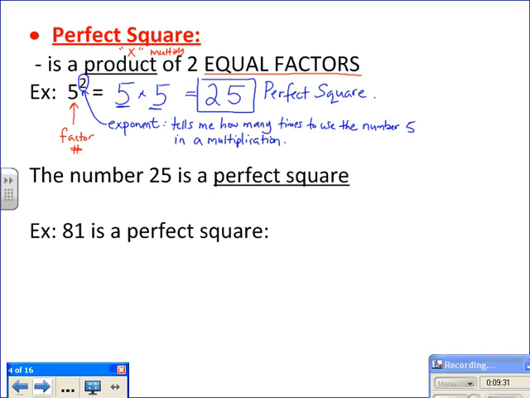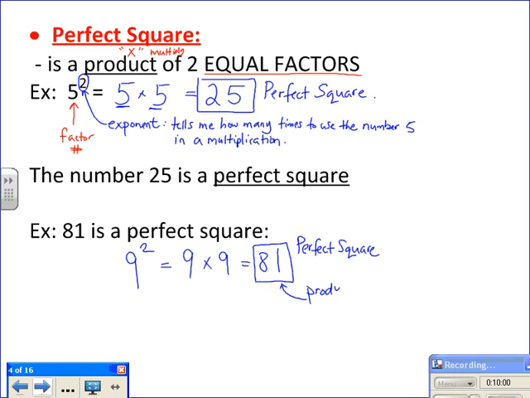81 is also a perfect square. Well, 81 comes from the number 9 multiplied by itself. So 9 squared tells me to use 9 twice in a multiplication. It's 9 multiplied by itself, and that gives me 81. This product is called a perfect square. And this is just a little bit of terminology in math. When you multiply any two numbers, or any three or four or five numbers, any multiplication, the answer we get is called a product. If you do a division, the answer that you get is called a quotient. So 81 is the product of this multiplication, and it is a perfect square because 9 times itself gives me 81.